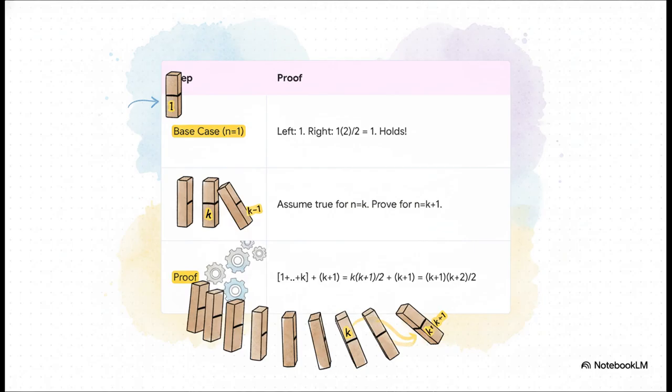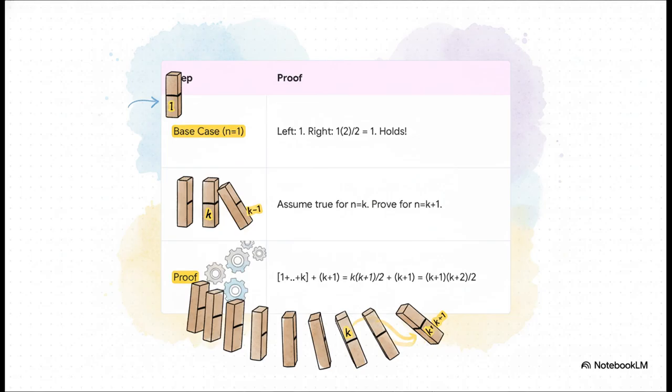Okay, let's break it down. The base case for n equals 1 is a piece of cake. The sum is 1, and the formula gives you 1. Perfect, it holds. Now, the inductive hypothesis. We just assume the formula works for some number k. Now for the big finale, the inductive step.